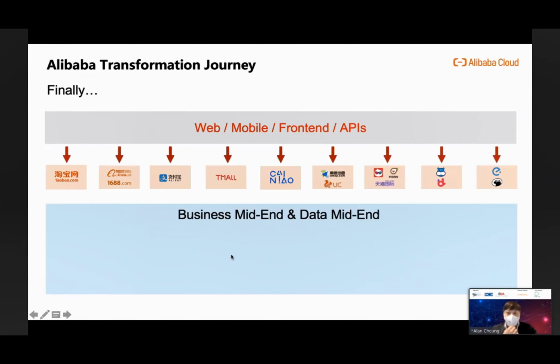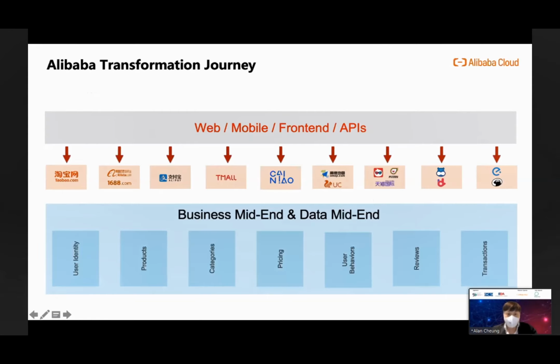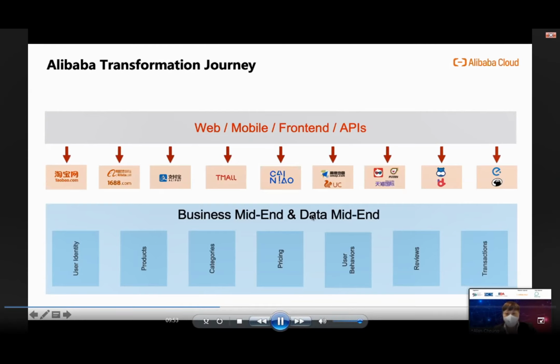So this is how the Alibaba Group infrastructure looks now, and you might wonder what the business mid-end and data mid-end look like. What are the things that they can do? Including things like user identity, user accounts, products, product categories, pricing, user behavior, reviews, transactions, etc. So that each of the businesses can pull from different businesses and share one single data pool, which can help them do a lot to enrich the user experience, including things like machine learning, that could never be done before.